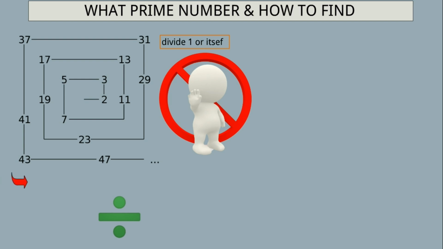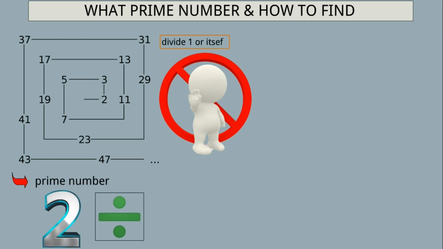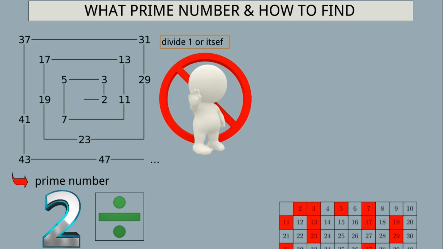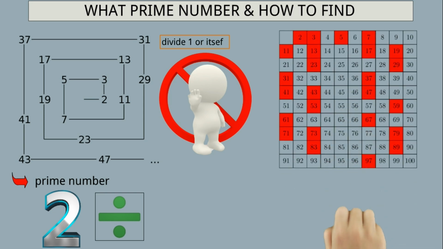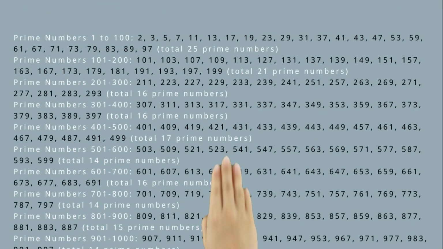For example, 2 is a prime number because its only factors are 1 and 2. Similarly, 3, 5, 7, 11, 13, 17, 19, 23, 29, and 31 are prime numbers because they only have two factors. As you can see there, it lists the prime numbers up to 1000.